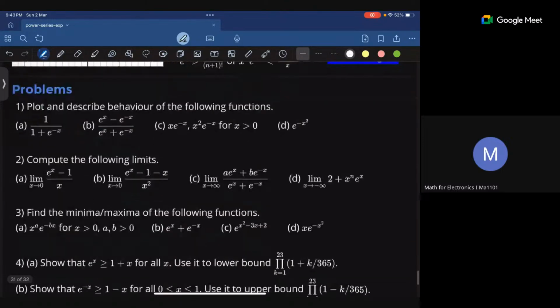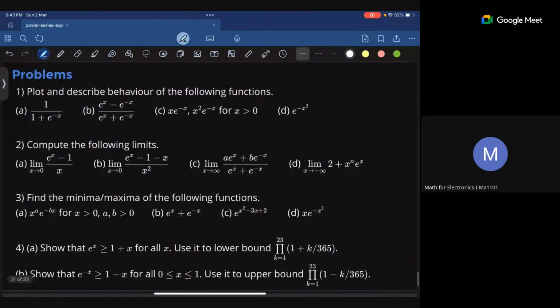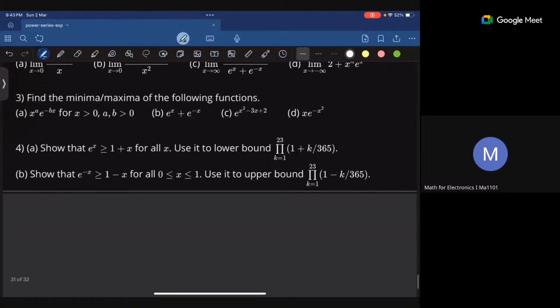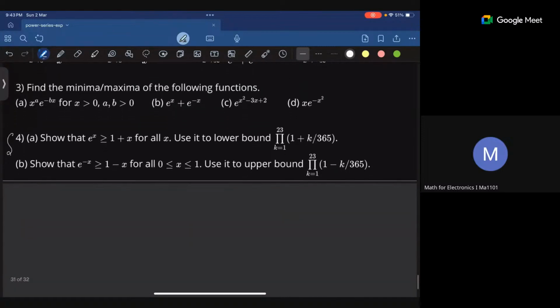So there are a bunch of problems. I'll not focus on most of them. Let's focus on the last two problems, which are slightly trickier. The other problems mostly the professor has discussed in the lecture. Go through the problems. So let's solve the last two.